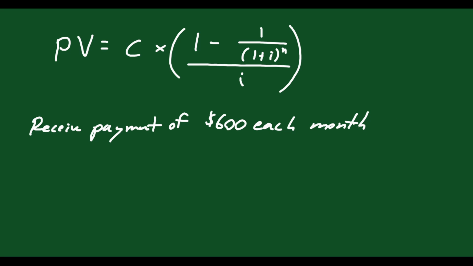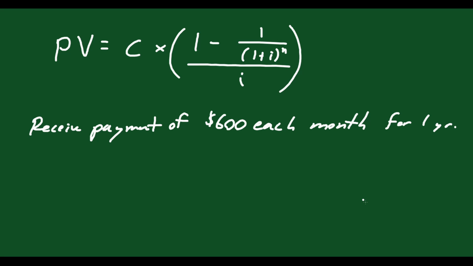So you're receiving payments of $600 a month for 1 year. Now this money isn't just being given to you for free, right? What's happened is you've saved money in an account, you've stashed some money into a savings account, and that account at the end of each month is giving you $600.